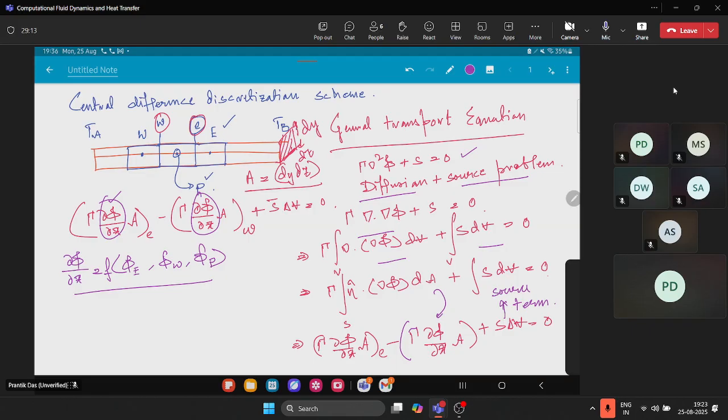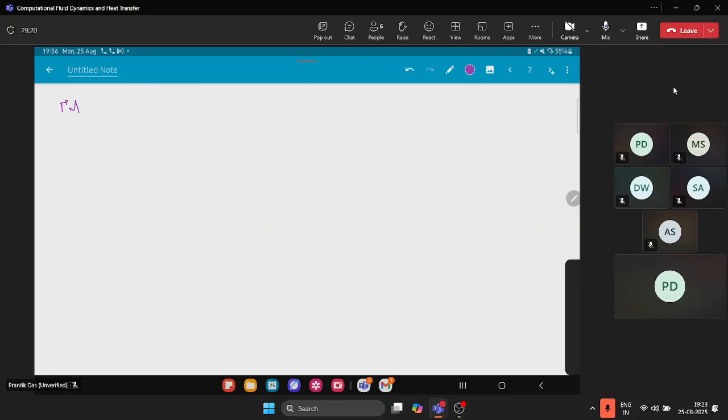Then we will use a central difference formula. So gamma A d phi dx at east minus gamma A d phi dx at west plus S delta V equal to 0. Then gamma A. For example, if I draw the control volume again, this is capital P, this is capital E, and this is capital W.